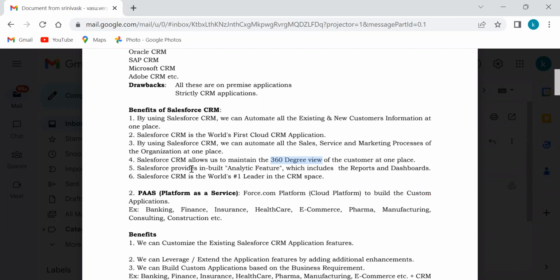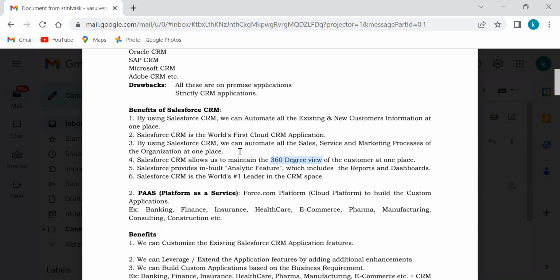And one more benefit is that Salesforce CRM is the world's number one leader in CRM space. Okay, these are the benefits of the Salesforce CRM application. Though there are many CRM applications in the IT industry, people are looking towards Salesforce CRM because of the advantages or benefits it is providing.